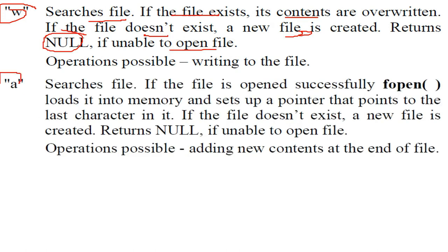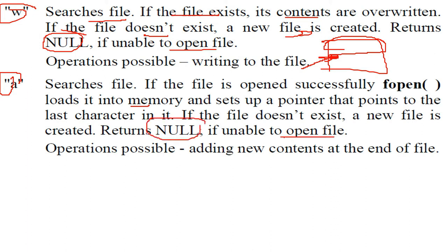A is for appending. It means you already have a file, the content is written up till here, and you want to add things from here. That means if the file is opened successfully, fopen loads it to the memory and sets the pointer to the end of the last character. If the file is not there, a new file is created, and if the file is not opened, it will return NULL.